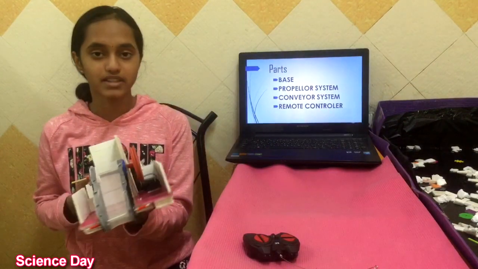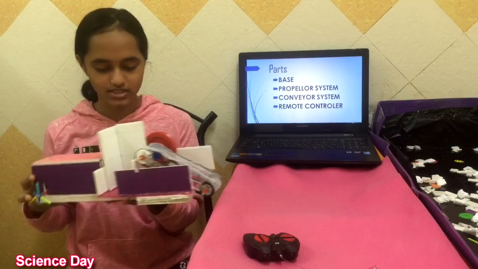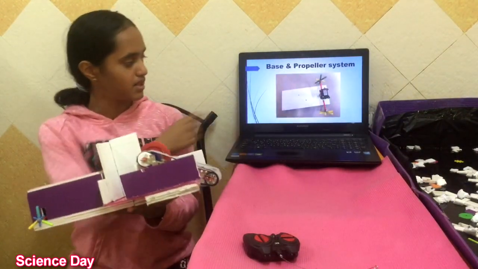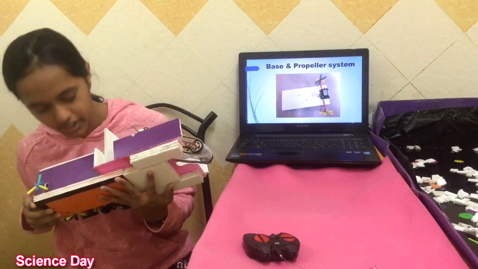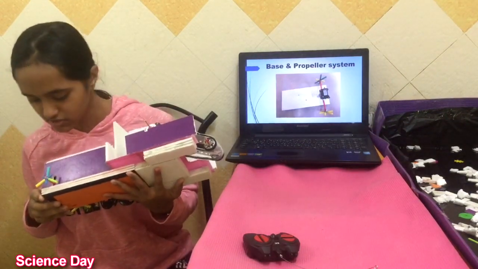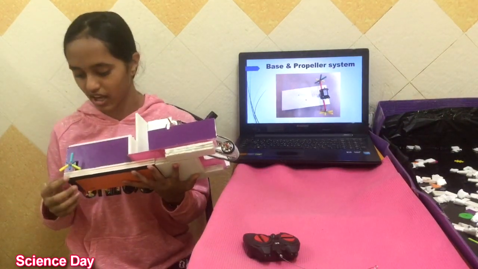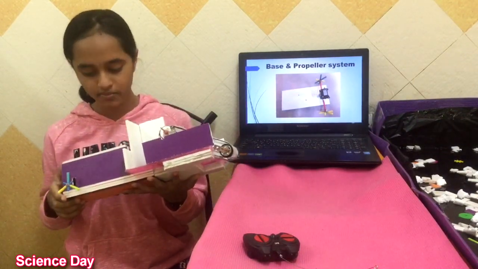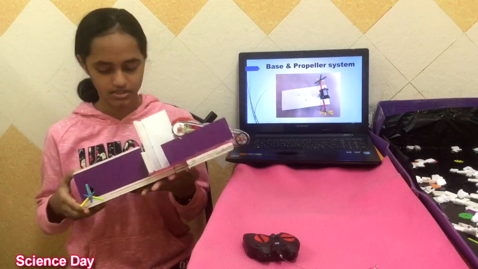So there are four basic parts for the boat. The first is the base here. This is the base. I've used a thermocol sheet to make the base, and I've used this material specifically because it's very light and has a very low density, which will make it easier to float on water. And the second is the propeller system.